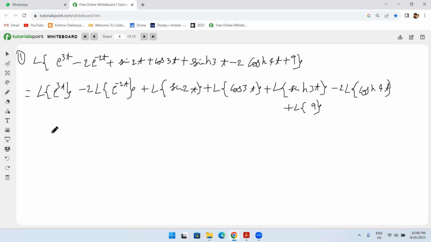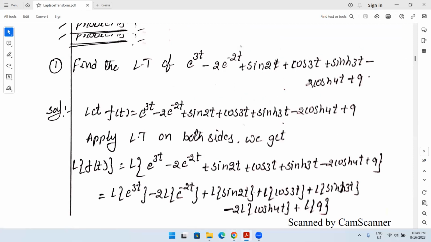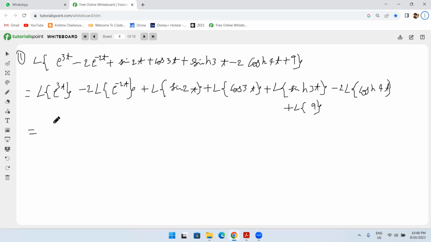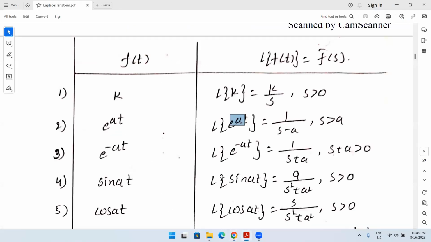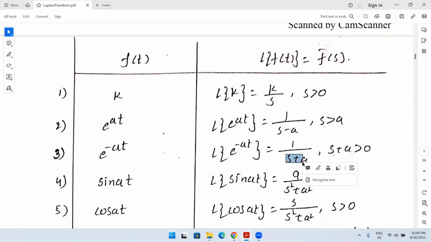Here I have applied the linear property. So direct formula e to the power at. Here a is nothing but 3. What's the formula for e to the power at? 1 by s minus a. So we can see the formula here. In this case, what is the a value? 3. So we write 1 by s minus 3, minus 2 into e to the power minus 2t. Whenever we get minus, we get 1 by s plus 2. So e to the power minus at is 1 by s plus a. So we get like this.